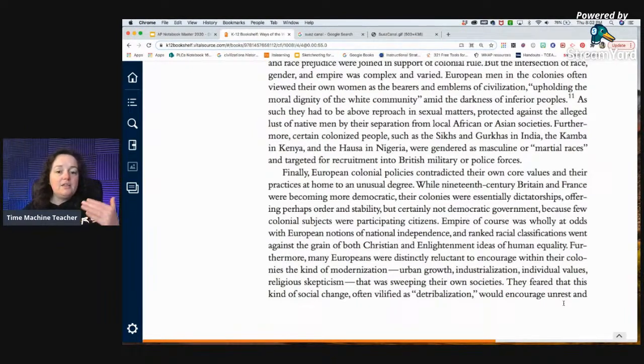So put down that the colonies were run opposite of what the home country was run. The colonies are run opposite of what the home country is run, in that the colonies are more like dictatorships, not democracies.